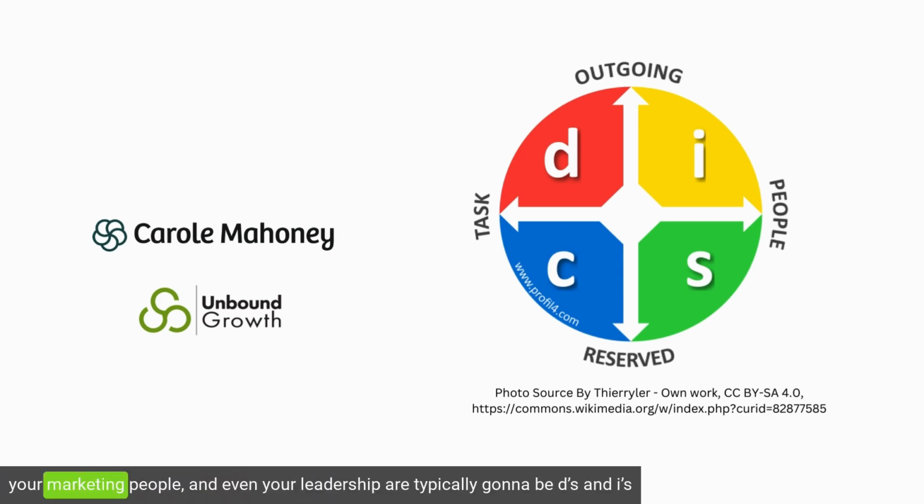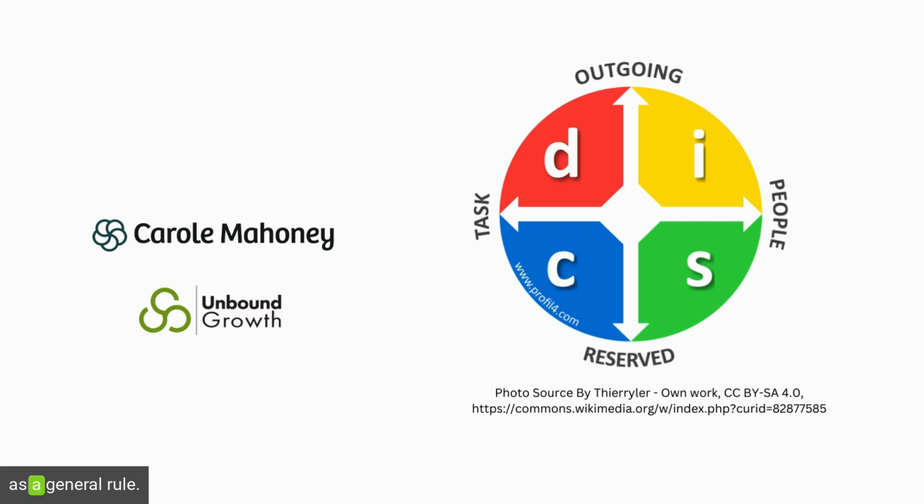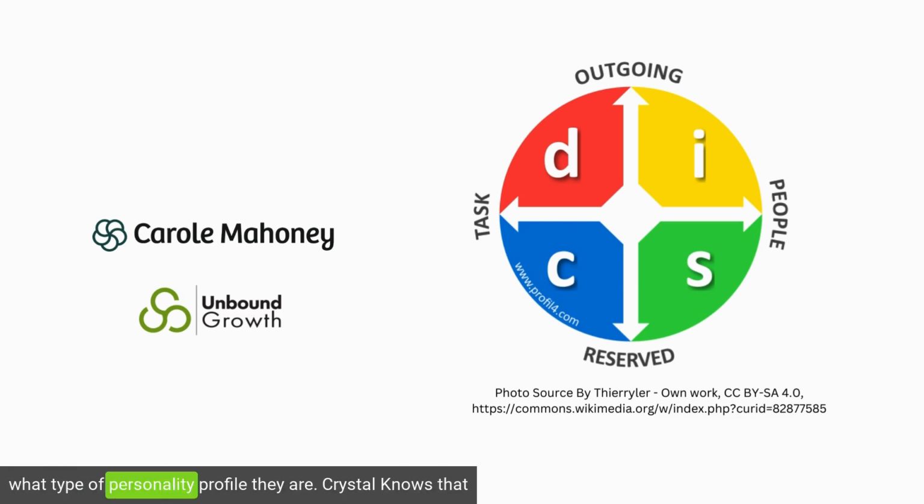Your salespeople, your marketing people, and even your leadership are typically going to be D's and I's as a general rule. Some of the ways that you can find out what type of personality profile they are: there's a tool called Crystal Knows that actually will go on someone's social media profile and show you what their DISC profile is and give you suggestions on how to approach or how to talk with them according to your own DISC profile. I use it all the time.